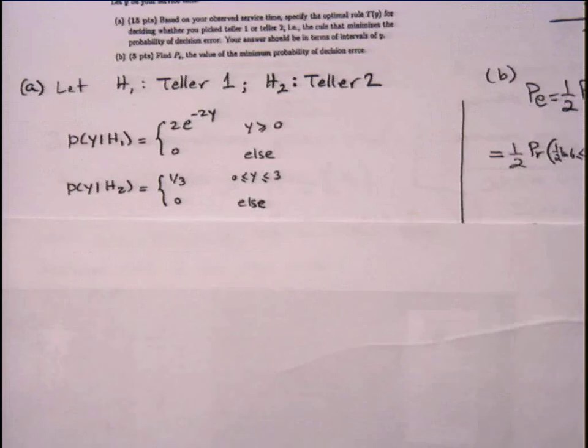So if H1 is teller 1 and H2 is teller 2, these are two hypotheses. This is the PDF for H1, this is the PDF for H2. Okay? And it's important to make sure that you write down the range of these probability densities carefully. Okay, so this one is positive, from positive y. This is equal to 1/3 for y between 0 and 3, and it's 0 everywhere else. Okay?